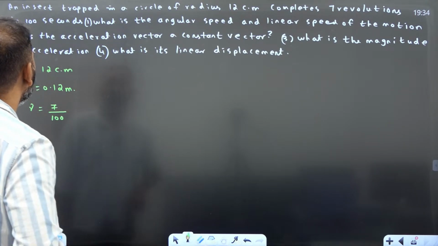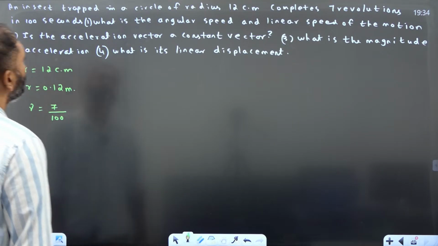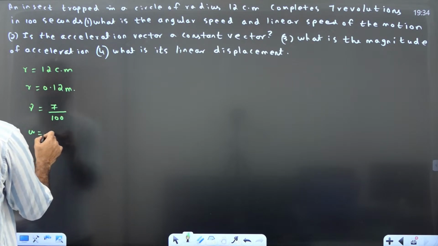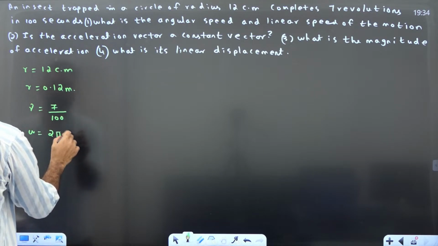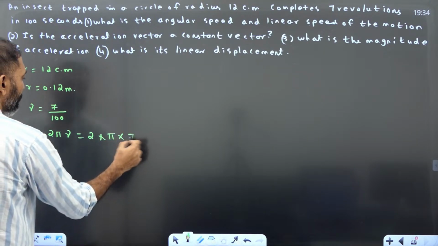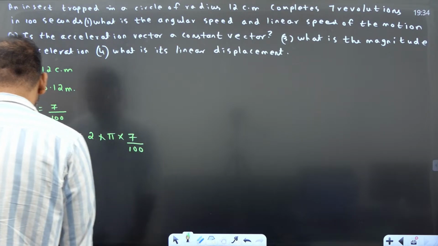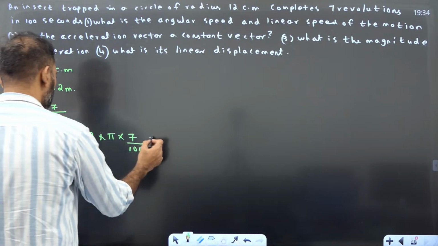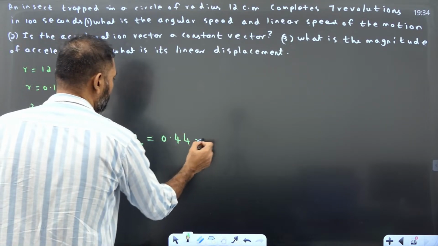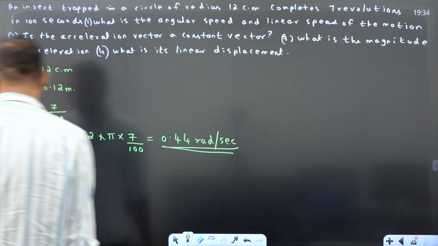So what is the frequency? 7 by 100. What is the angular speed? Angular speed omega is equal to what? The equation is 2 pi nu. So 2 pi into 7 by 100. If you solve that, your answer will be 0.44 radians per second. This is the equation for omega.